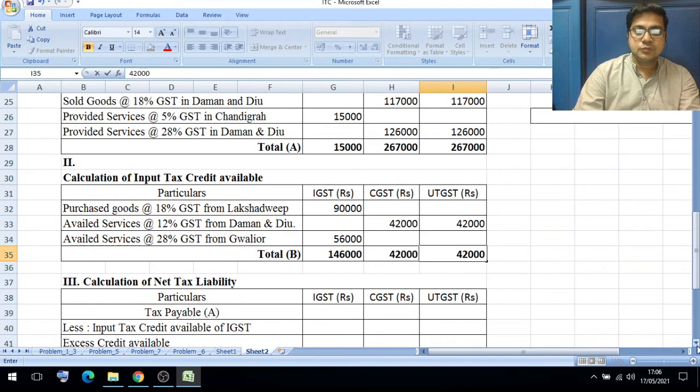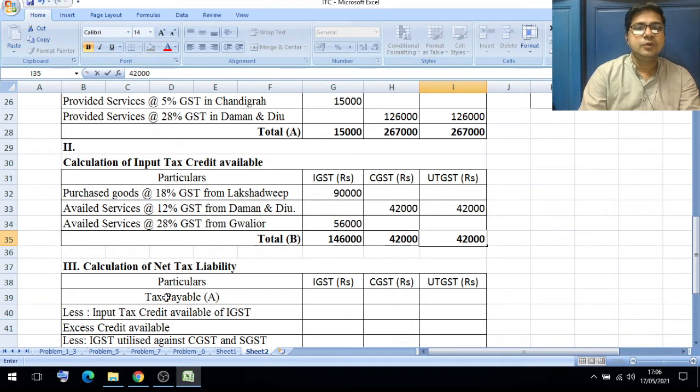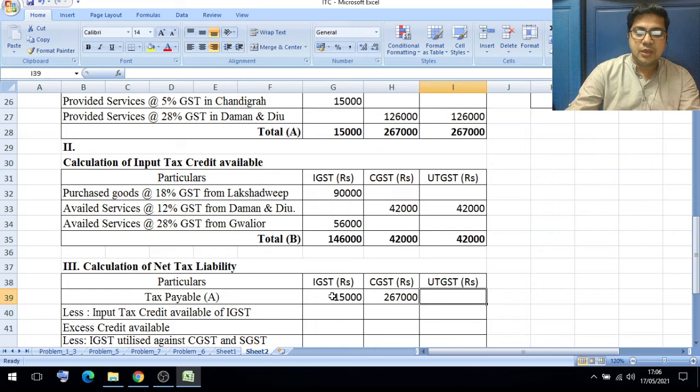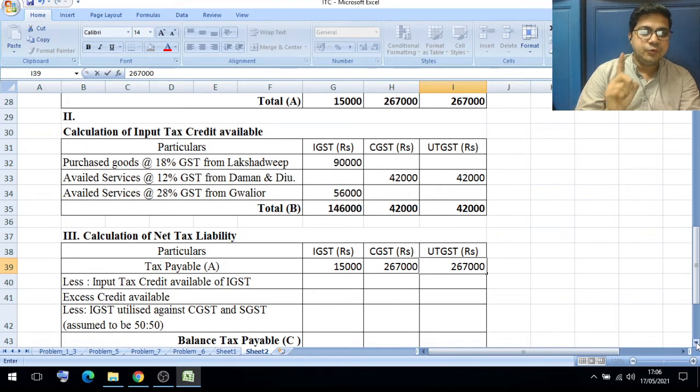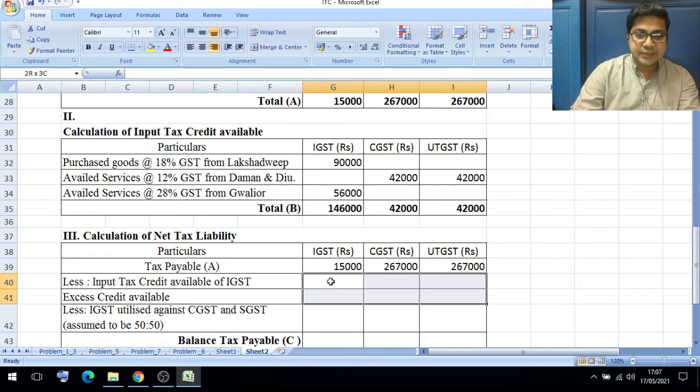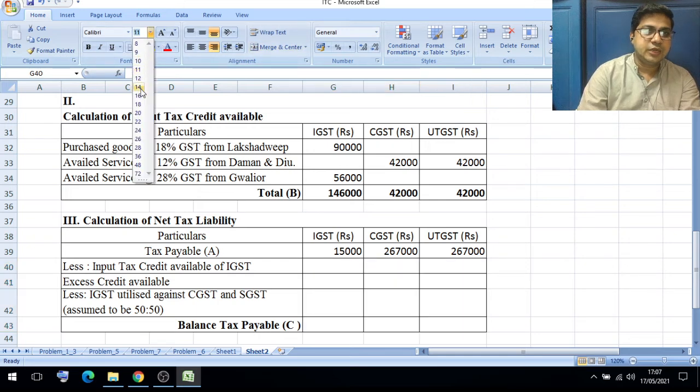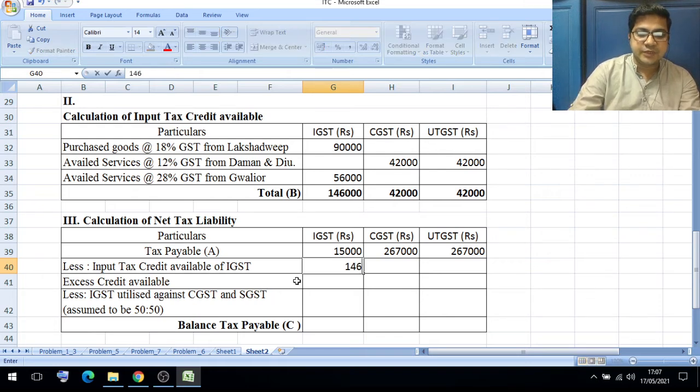After that, now we have to find out the net tax liability. How will we find it out? Tax payable A. A's value we have to put here: 15,000, 2,67,000, and again 2,67,000. Then after that, first of all, we have to consider IGST's input tax credit. Now IGST's input tax credit is 1,46,000. We have to deduct this. We have to use only IGST's values first, and we have to find out whether any excess input tax credit is available or not. For that purpose, first of all, we have to deduct IGST's input tax credit, that is 1,46,000.